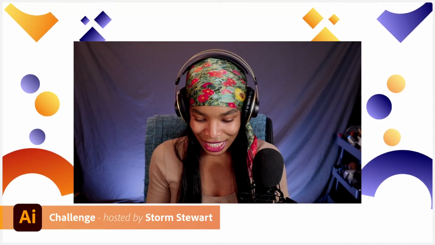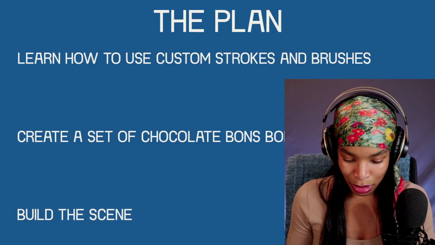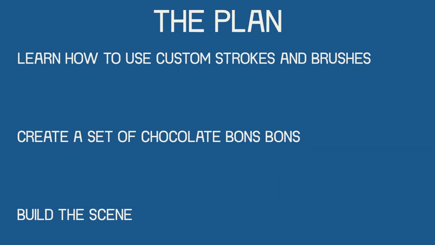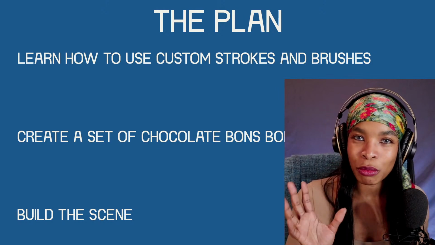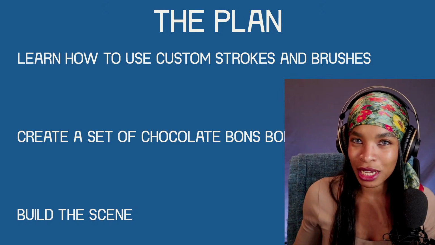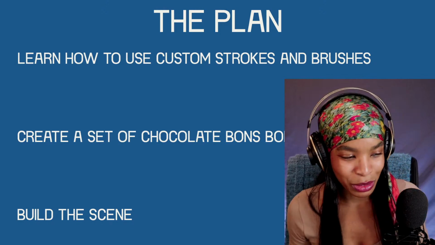So let's go on to the plan today. We are going to use some custom strokes and brushes, which you kind of covered already with Voodoo Val, but in Photoshop. So we're going to have a look at how to do that in Illustrator. And then we're going to create a set of chocolate bonbons, and then we're going to build the scene. The scene itself is quite interesting. I think on its own, they would be quite different if we weren't combining them with Pixie Pew afterwards. So you'll see what I mean once we get into them.